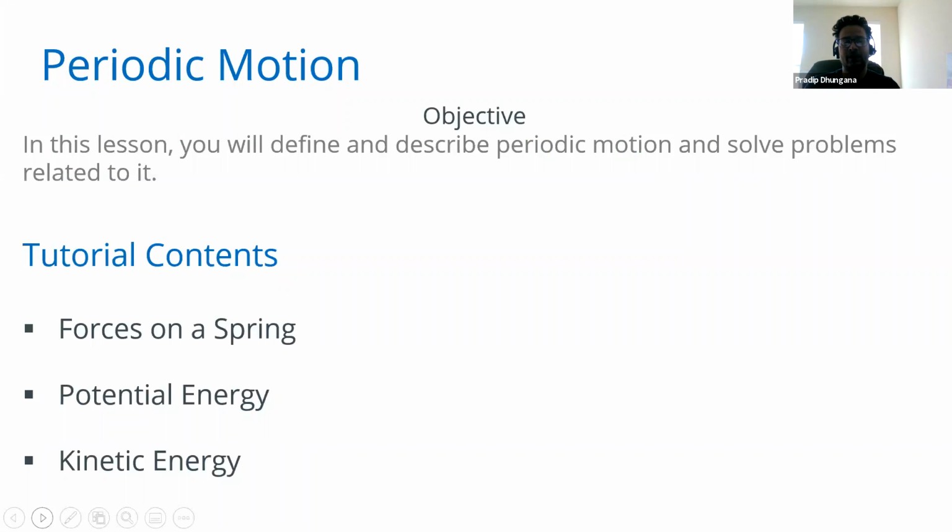Let's start with periodic motion. The goal of this lesson is to define and describe periodic motion and solve the problems related to it. At first, we'll define periodic motion and other terms that are used in periodic motion. After that, we'll go through the potential and kinetic energy of a spring. And at the end, we'll solve some problems related to periodic motion.